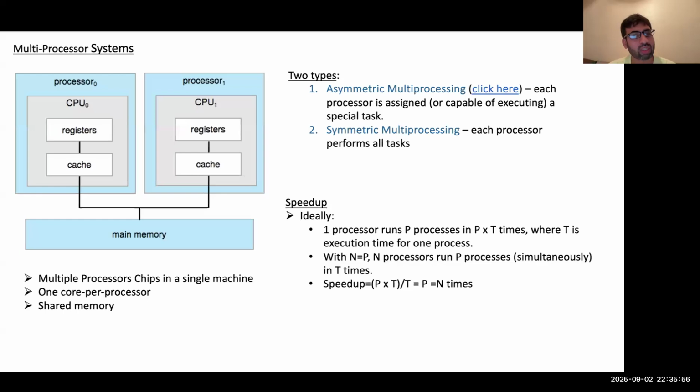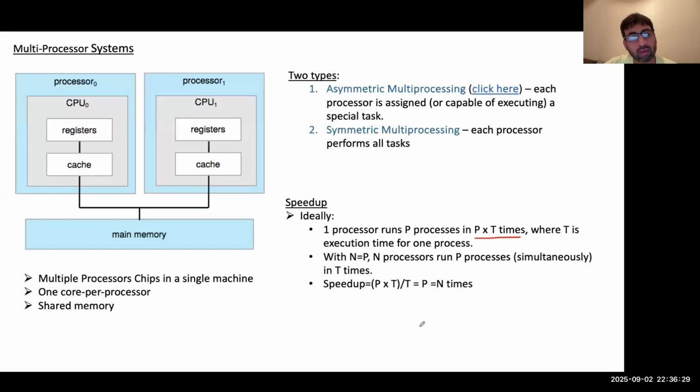So you can simply use the same analogy even when you want to calculate the speed up of a multiprocessor system as compared to a single processor system. If you have one processor working on P processes, and each process takes T units of time, then that single processor will complete those P processes in P times T units of time, right?